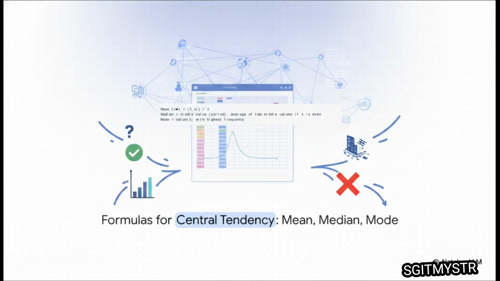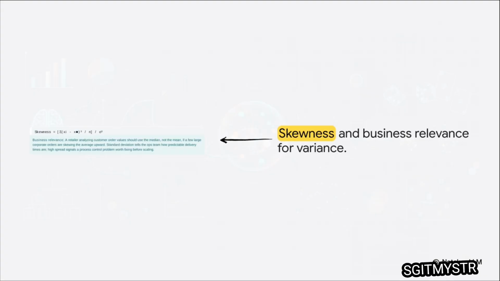Picking the wrong center point? That's step 1 in making a brilliantly calculated yet completely disastrous business decision. But hey, the center isn't everything. We also have to look at the spread and the skewness. A positive skew means you've got a long tail to the right, like those few massive orders we just talked about. We also use variance and standard deviation to measure spread.